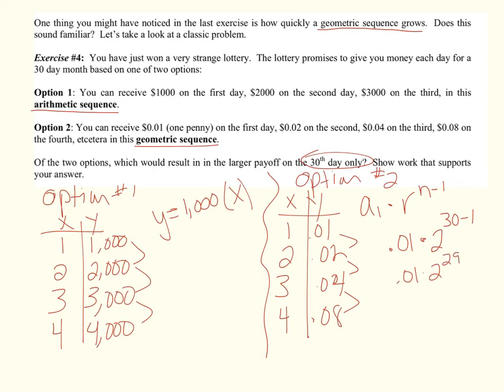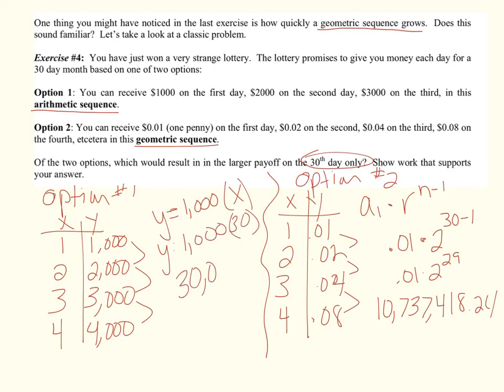Go ahead and calculate that, and I believe that you're going to get $10,737,418.24. And if you did option number 1, you would do y equals 1,000 times 30 days, which gives me $30,000. So I hope that you can recognize that I would choose option number 2, because that's $10,737,418 as my better option.